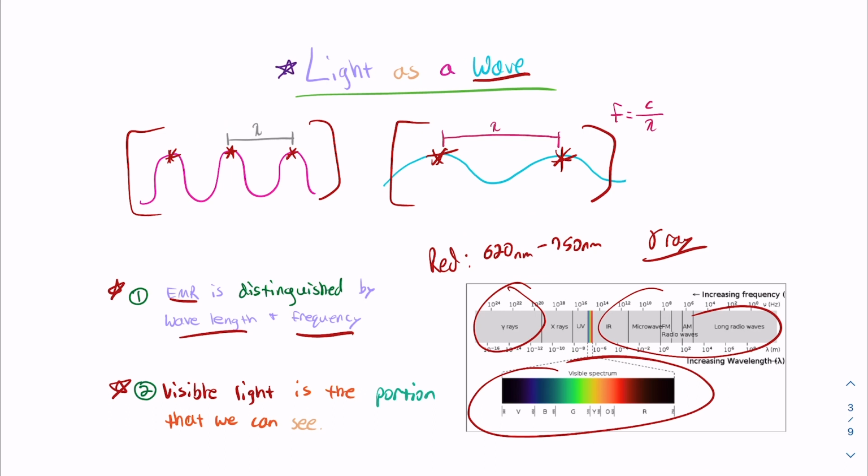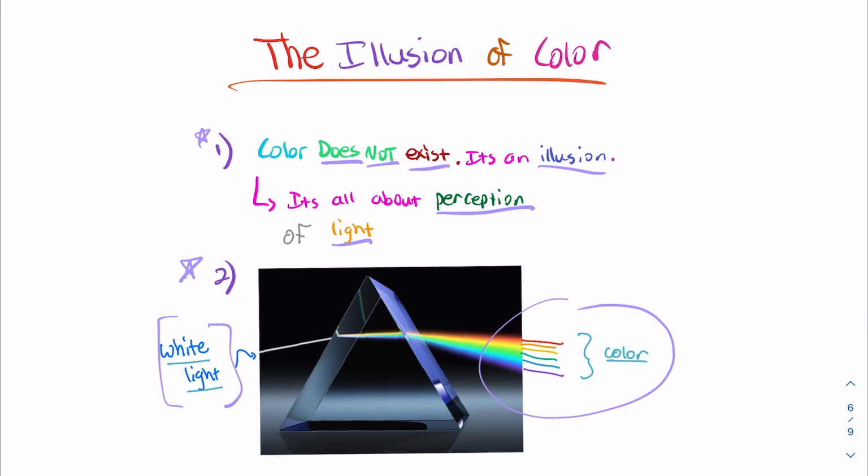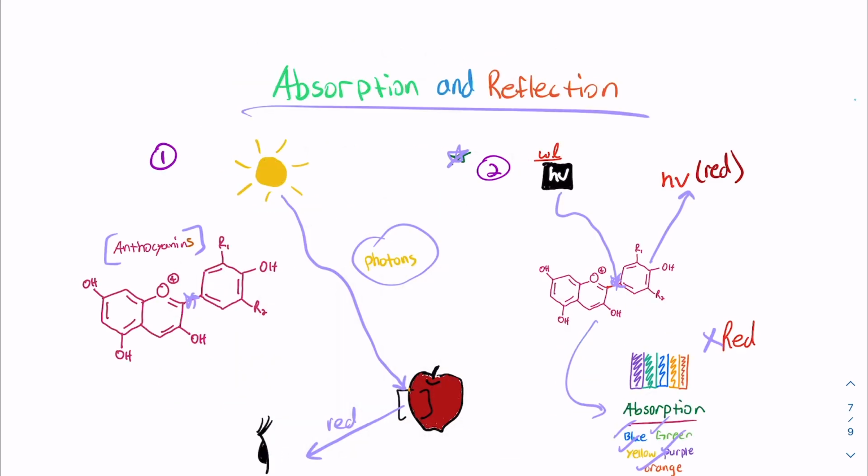And then we spoke about light as a wave, how this energy is distinguished by wavelength, the difference between these mountaintops, the distance, and frequency, how many mountaintops there are in a given wave. And visible light is all dependent upon the wavelength and the frequency. We gave the example of the color red. And then we spoke briefly about how color is an illusion. It's about the perception of light. And then we got a little deeper and talked about that red apple. The photons hit that red apple, and this molecule anthocyanin absorbs blue, green, yellow, purple, orange, reflects red, so we see the color red.